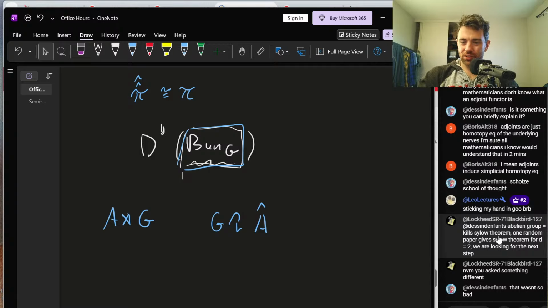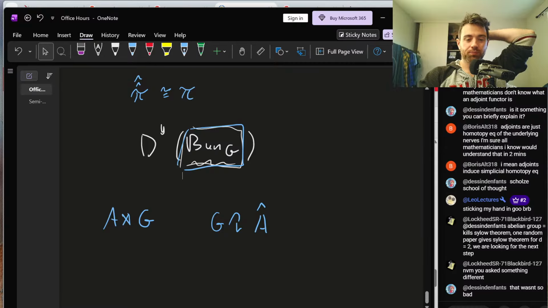Abelian group kills Sylow theorem. One random paper gives Sylow theorem for D equals 2. Well, it doesn't even. It's D equals 2 for only certain classes of groups, right?